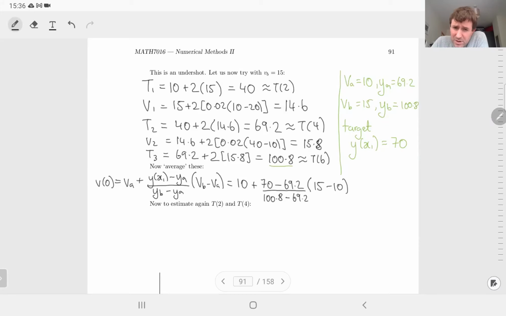Now, in terms of what I was talking about before, the 70 minus 69.2 is the proportion. That's the little distance between the undershoot and what you're trying to hit, as a proportion of the thing underneath, which is the difference between the undershoot and the overshoot, times the difference in the starting slopes, which was 5. And so this is the same kind of thing we were doing before. So we'll just throw this into the calculator. We'll use 5 significant figures. So I have 10 plus 70 minus 69.2, over 100.8 minus 69.2, times 5, and I get 10.127.